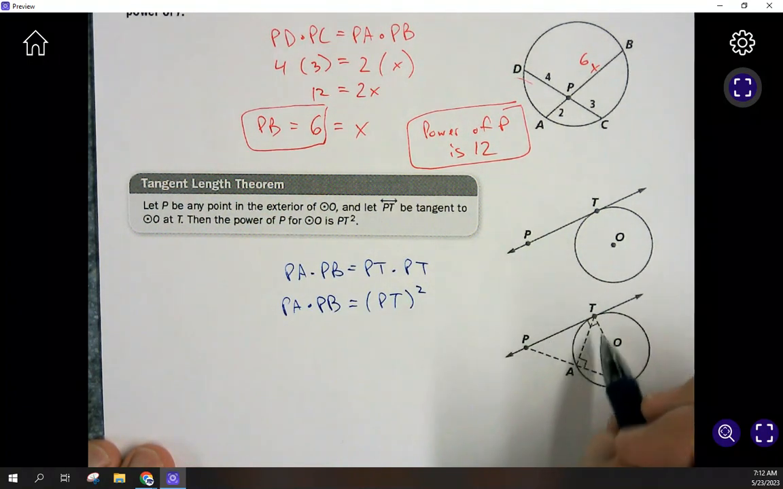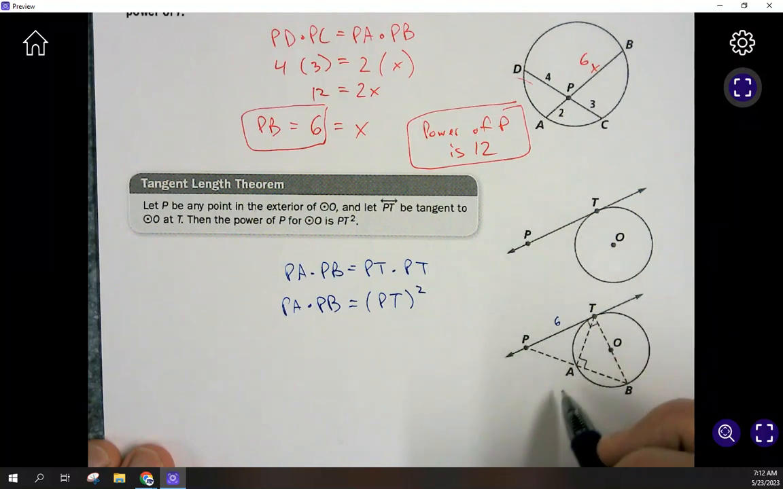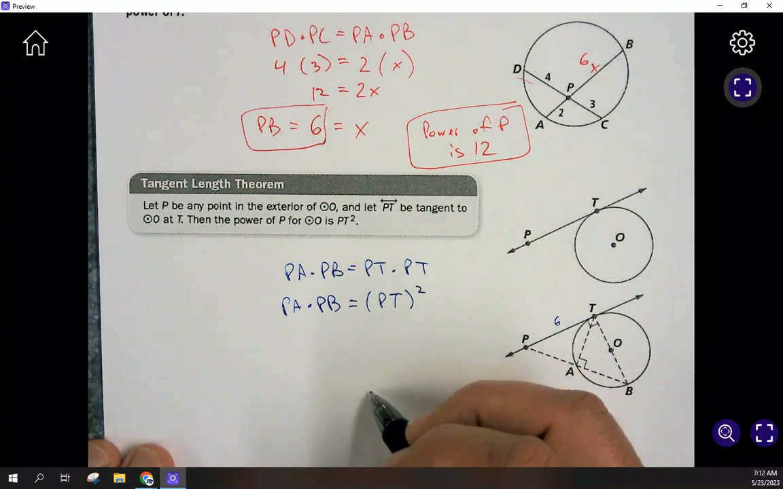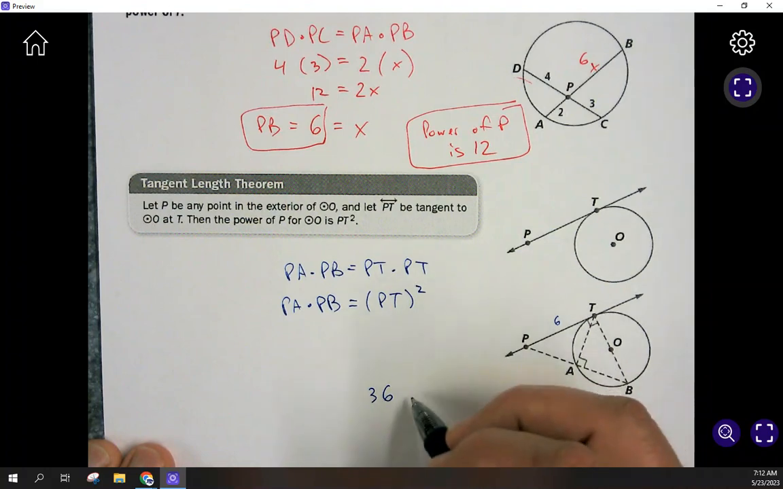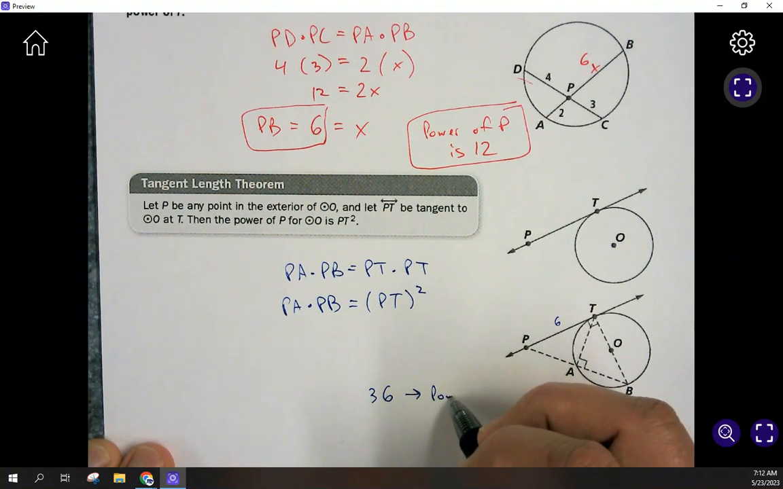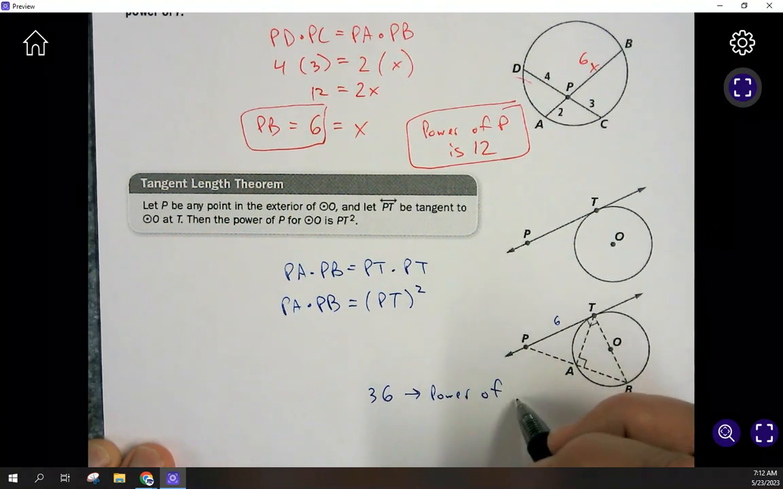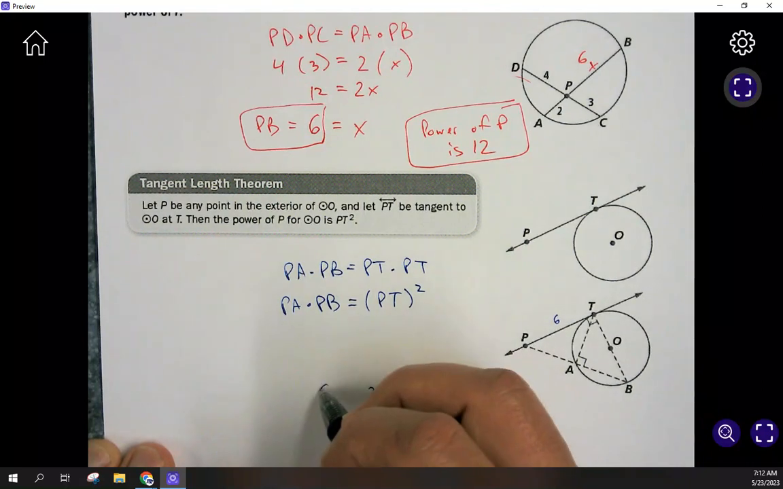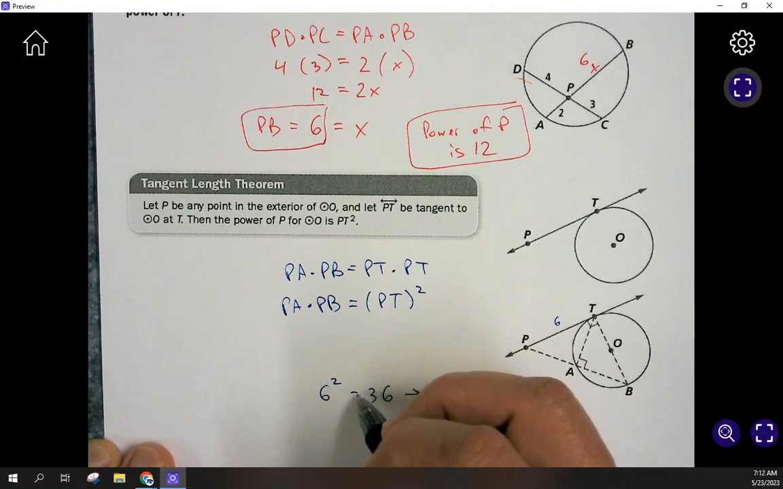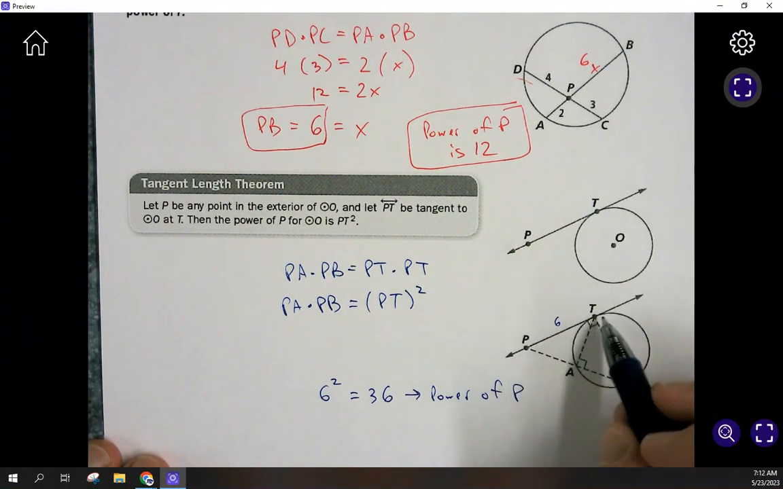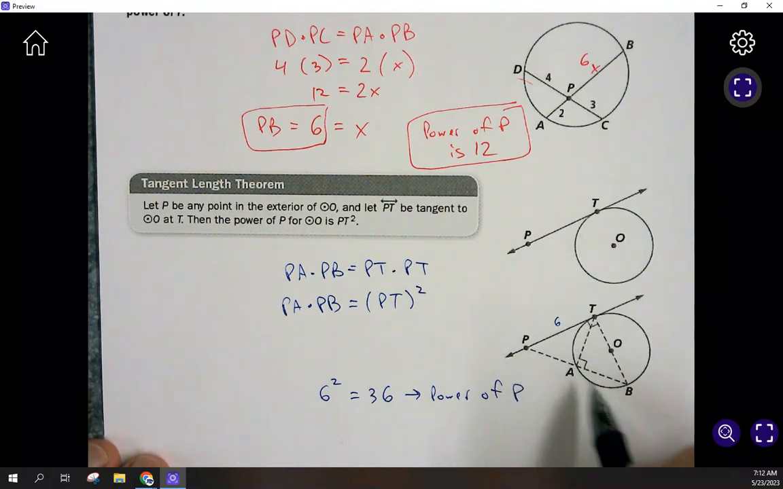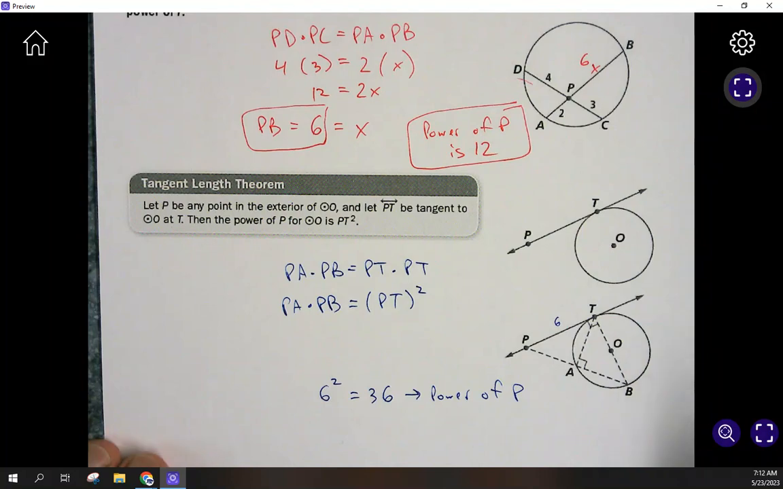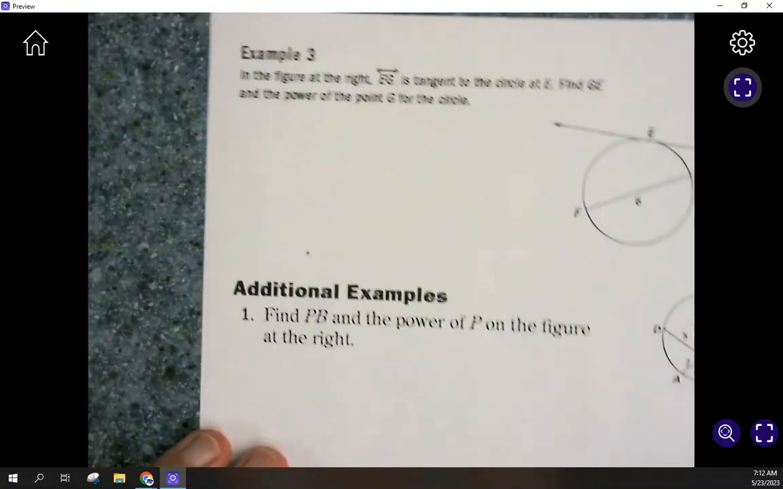squared. So if I knew what that distance was, let's say it was 6, it would be 6 squared is 36, and that would be your power of P, and that came again from 6 squared. So when you have a tangent, it's just going to be times itself because there's not two different pieces to use. Okay, it's pretty straightforward, pretty easy. So let's try one of those here on the back.